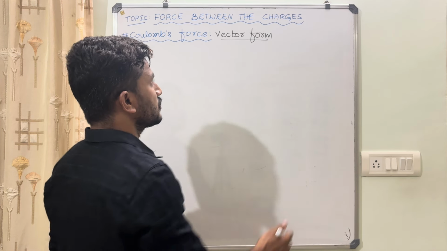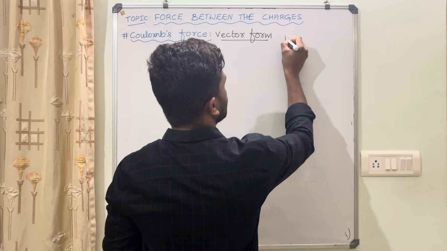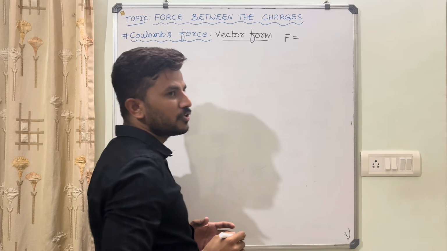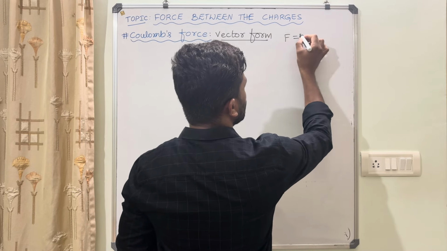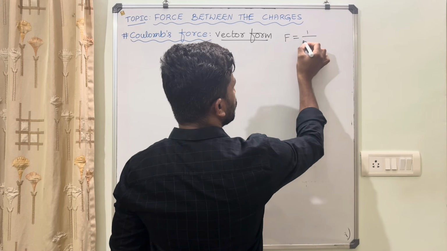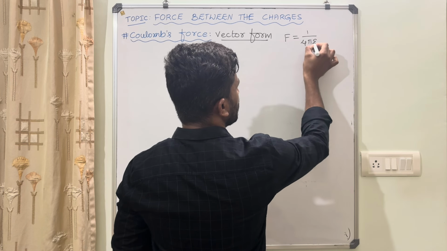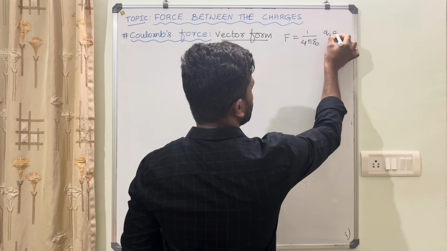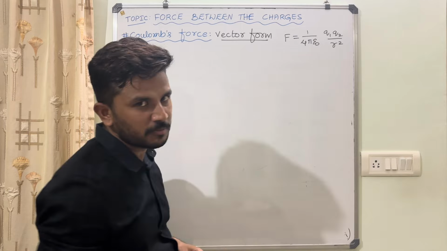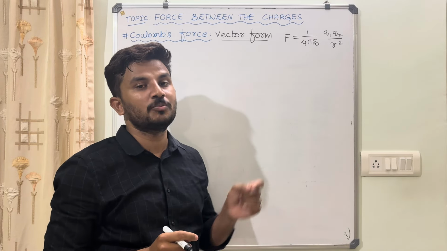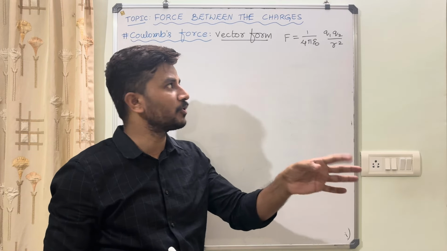In the last session we discussed that the electrostatic force of attraction or repulsion between two charges is directly proportional to the product of the charges and inversely proportional to the square of the distance between them, and the formula is given by 1 by 4 pi epsilon naught q1 q2 divided by r square, where the value of 1 by 4 pi epsilon naught is 9 into 10 to the power 9.